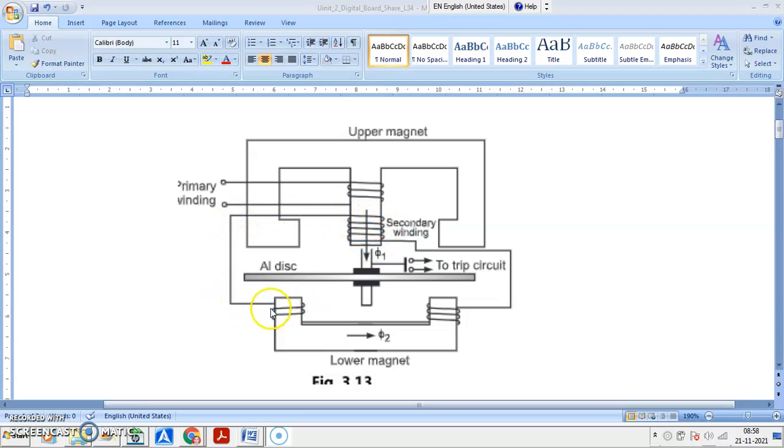This is a short circuit secondary winding. So this is a closed secondary winding. Primary connected to supply. Secondary is closed, not connected to any supply.